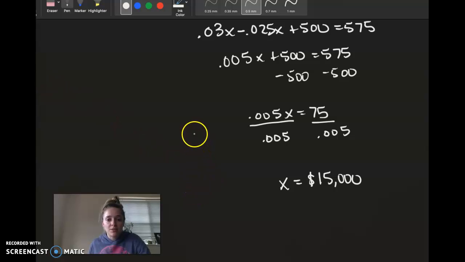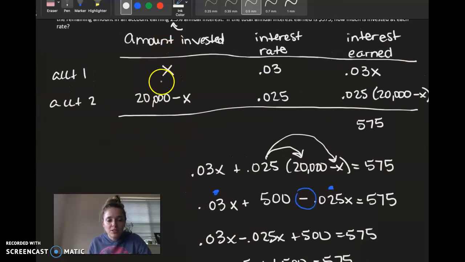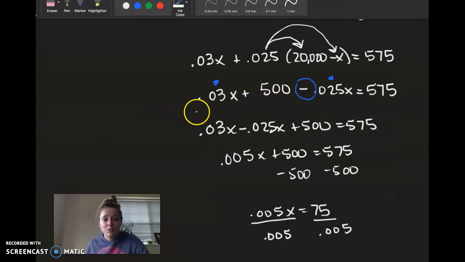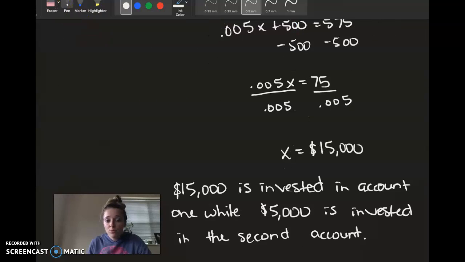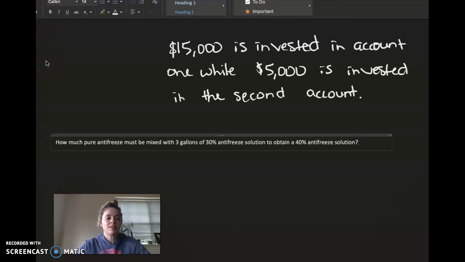So the first account was how much was just x. So that means that I invest $15,000 in account 1, and then 20,000 minus 15,000, which is just 5,000, in account 2, which you should always be able to write as a sentence. So you should actually be able to state $15,000 is invested in the first account while $5,000 is invested in the second account. One more problem to end this video.